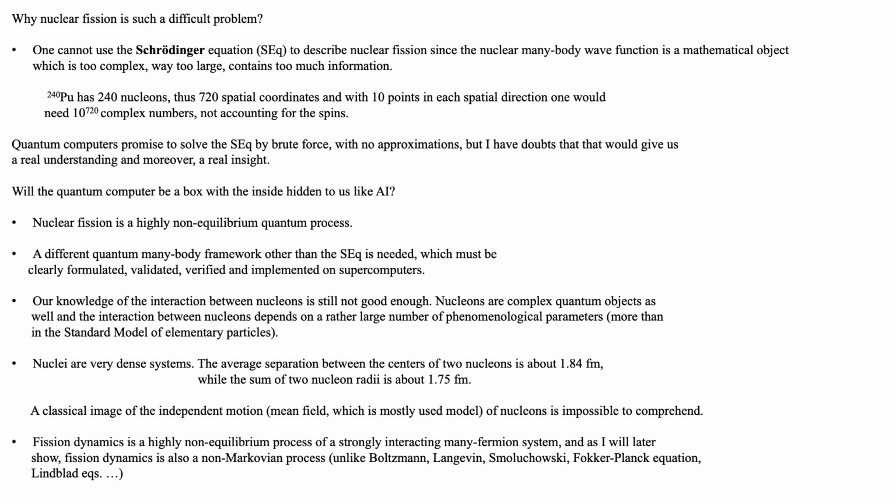So let's go further. Why can we not solve the Schrödinger equation? This is the reason why I'm going to talk about density functional theory. Let's assume that we have plutonium-240, 240 nucleons. How many coordinates do I have? 720 spatial coordinates. I forget about the spin for the moment. And I'll take 10 points in each direction. How many points will I need? 10 to the power 720.